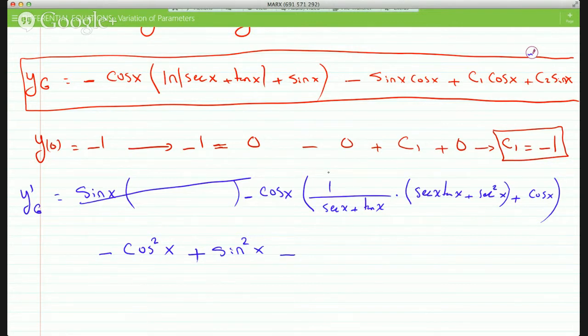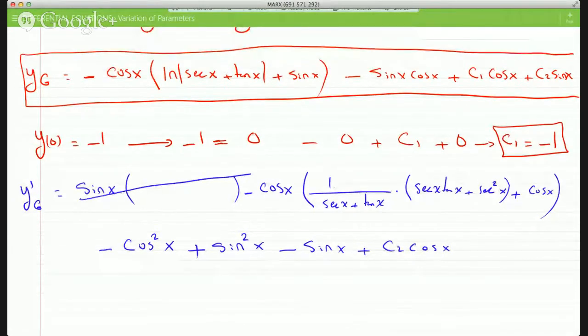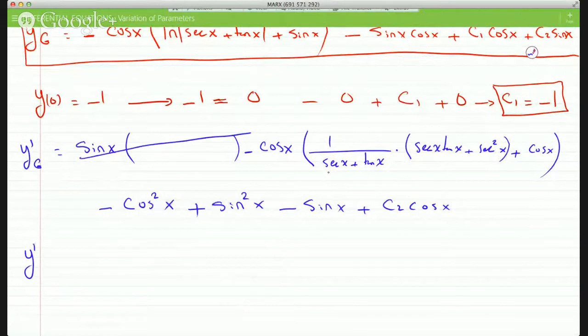Now the last two terms are simple. C1 cosine is minus sine, but C1 is minus 1, so this becomes minus sine x. And C2 cosine x. Okay, great. So this is y prime of x. So now I know that y prime of 0 is 1, yeah? So that means if I plug in 0 here, this term here is 1 over 1 is 1. And this term here is 1.